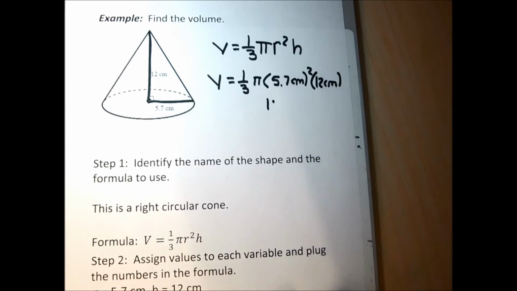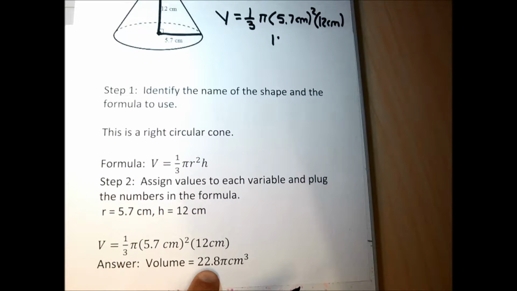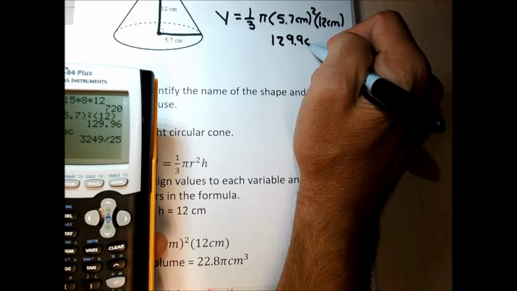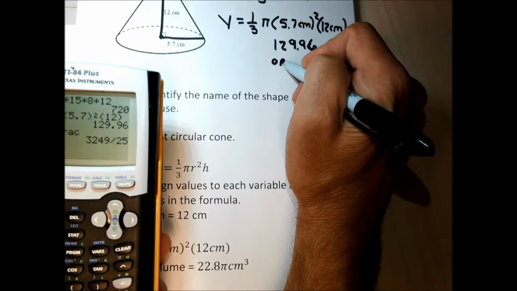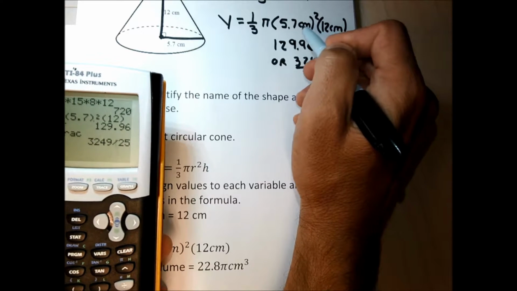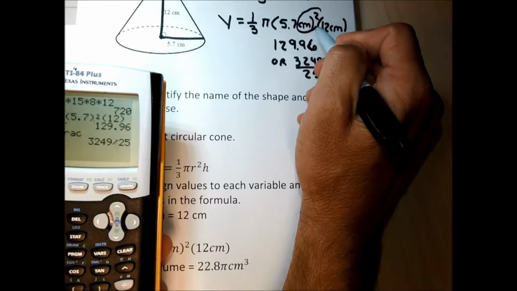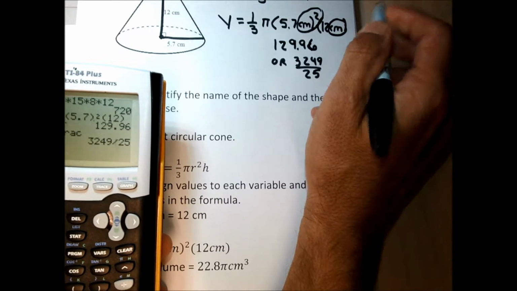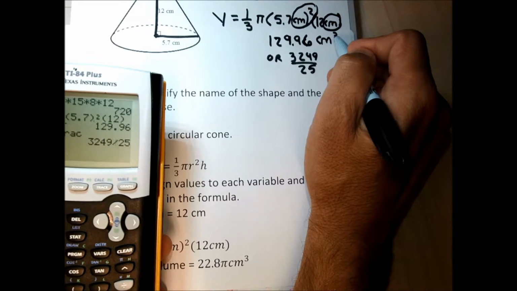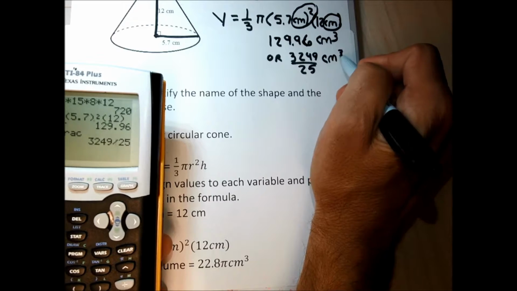I'm troubled here because this number right there is not the same. My guess is that I did this right. Perplexed. Well, I see 129.96 or 3249 over 25, and then this right here has units of centimeters squared. That has a unit of centimeters, and centimeters squared times centimeters gives me cubic centimeters. The volume for any object has to have cubic units.